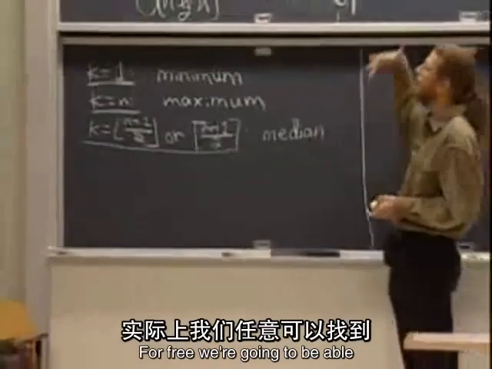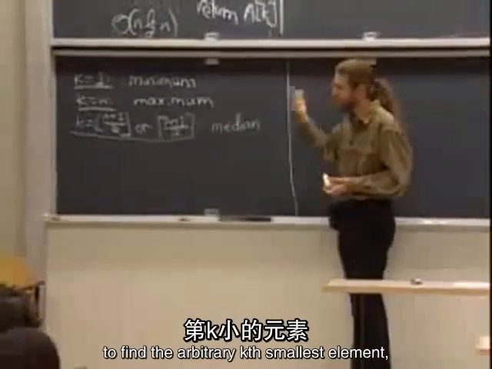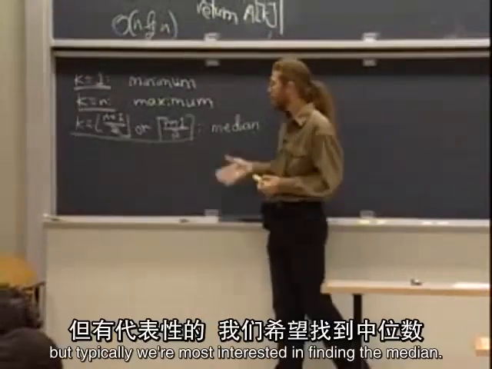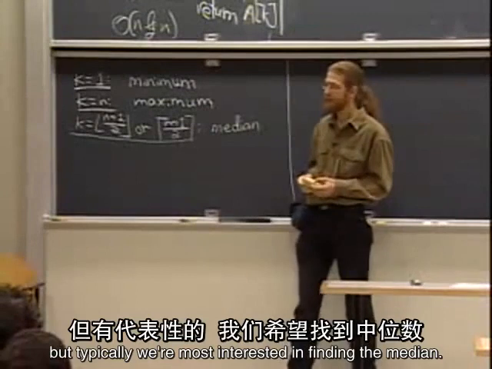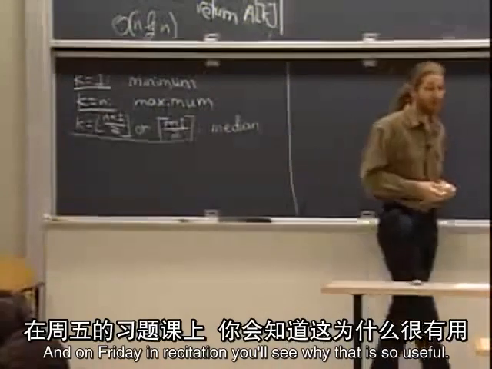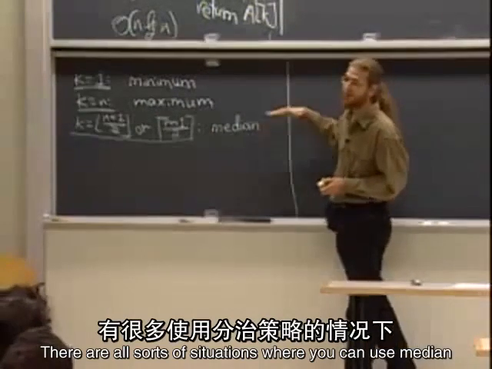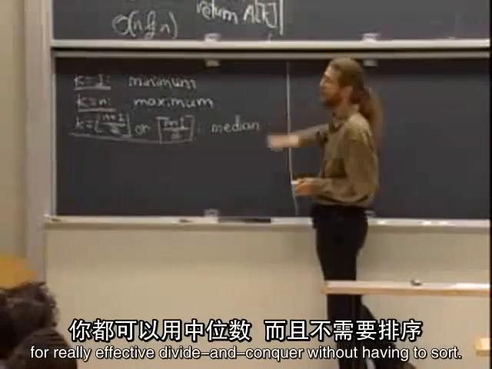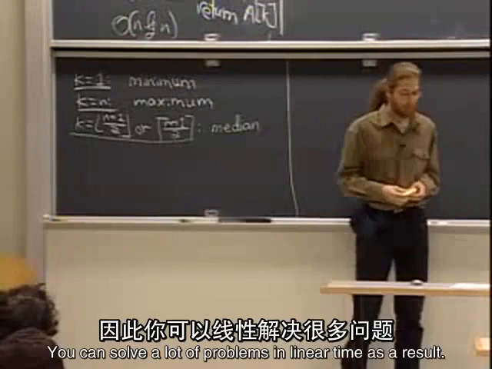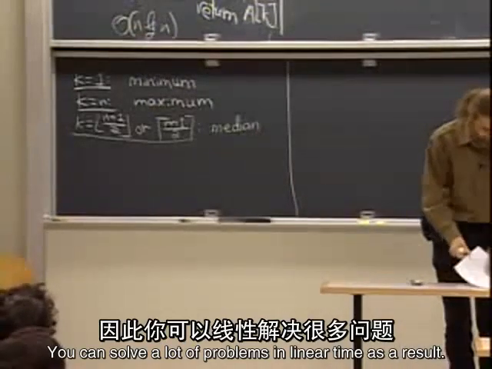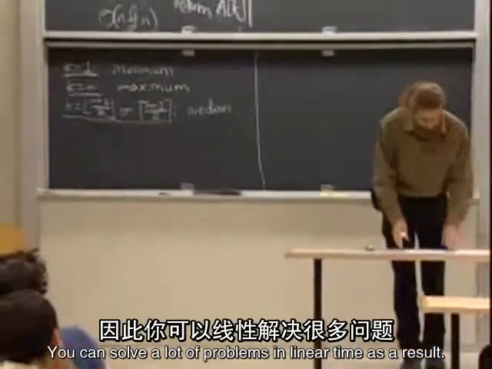For free, we're going to be able to find the arbitrary kth smallest element, but typically we're most interested in finding the median. And on Friday in recitation, you'll see why that's so useful. There are all sorts of situations where you can use the median for really effective divide and conquer without having to sort. So you can solve a lot of problems in linear time as a result.